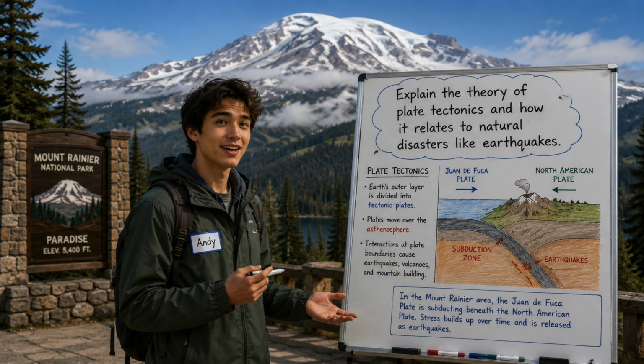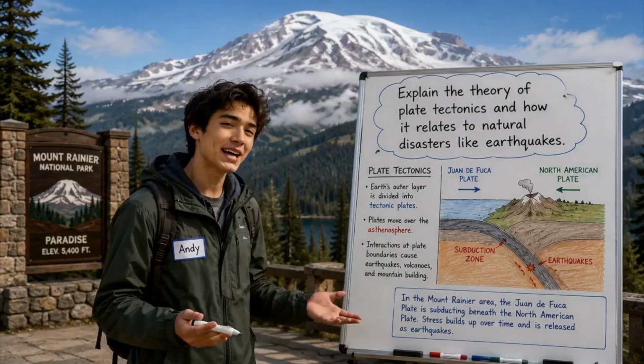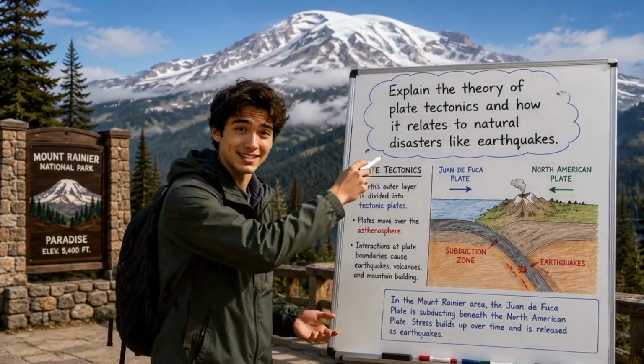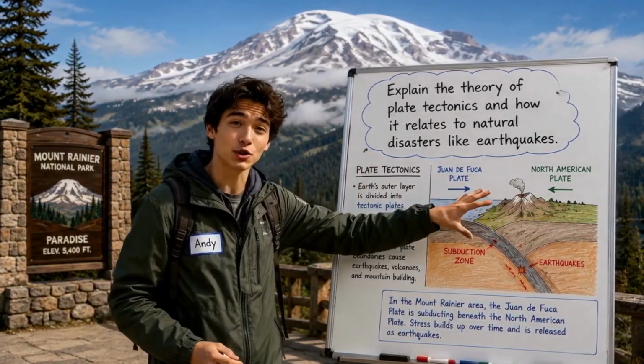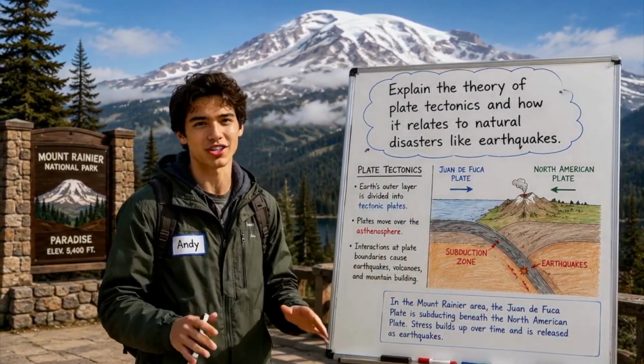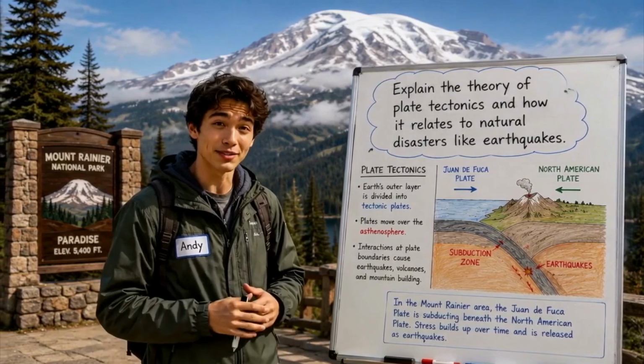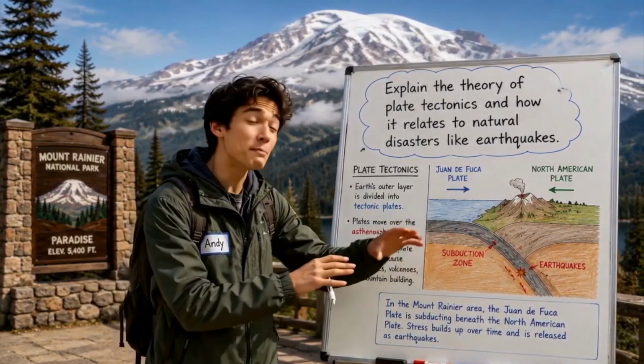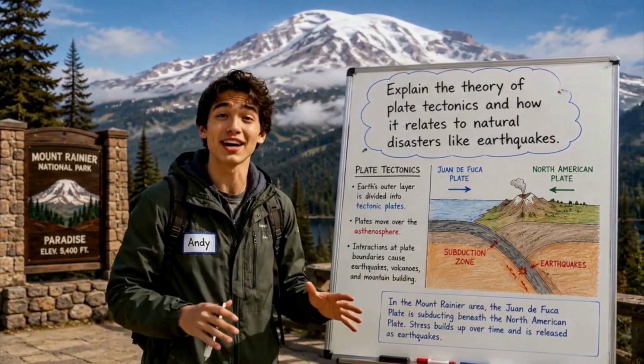Explain the theory of plate tectonics and how it relates to natural disasters like earthquakes. The theory of plate tectonics explains that Earth's crust is divided into large plates that float on the semi-fluid mantle beneath, moving slowly over time. These plates interact at boundaries where they can collide, pull apart, or slide past each other, causing natural disasters like earthquakes.